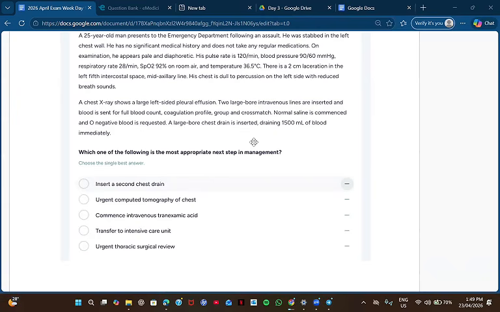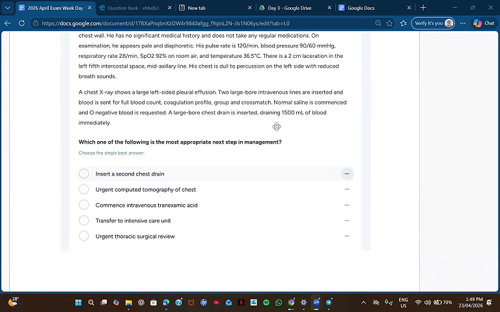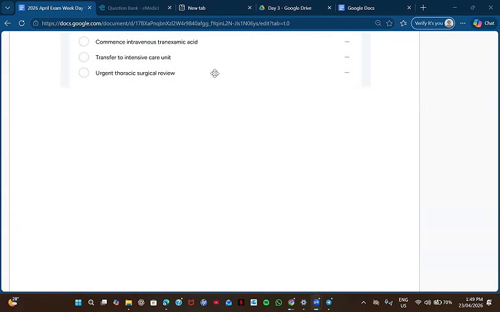The patient has already had the initial intervention with a chest tube, and after chest tube insertion they have also done the chest X-ray and found the large pleural effusion. So what can we do in this case, doctors? Very important. Yes, here: urgent thoracic surgical review. They can also give this as thoracotomy, as this surgical review. They can mention it like this as well.